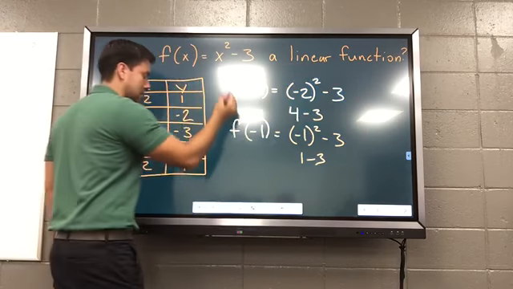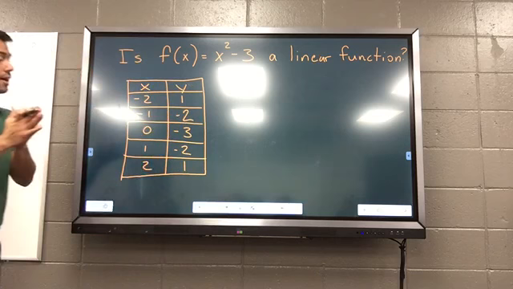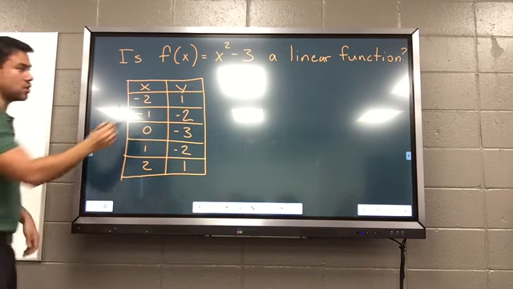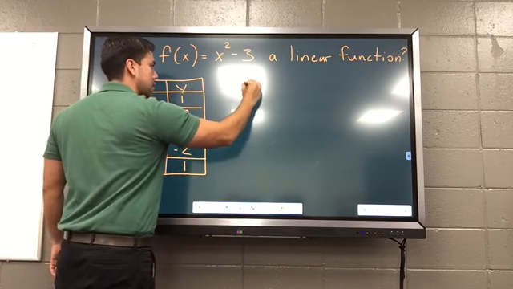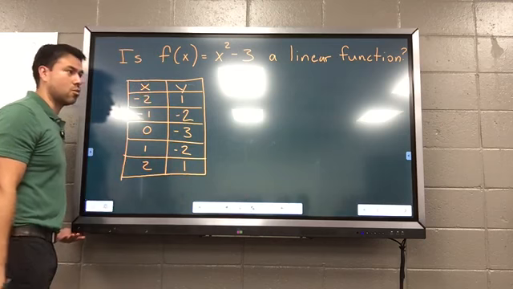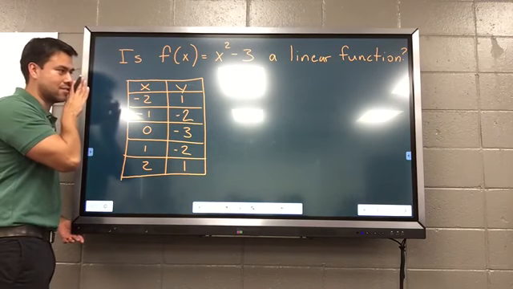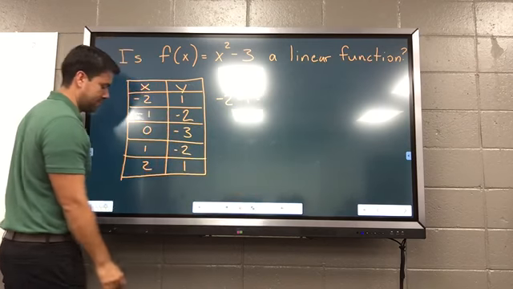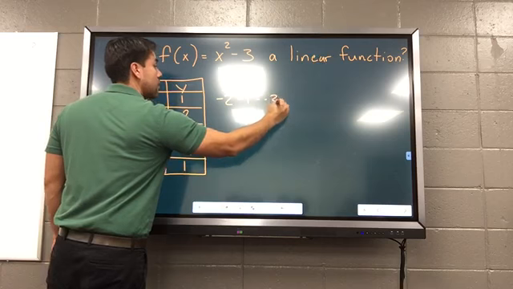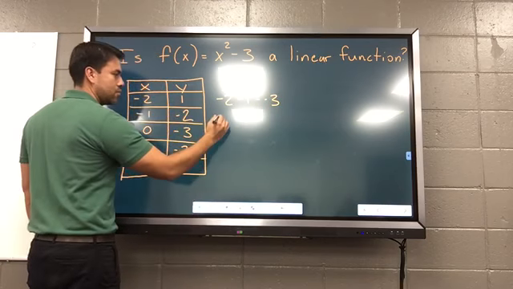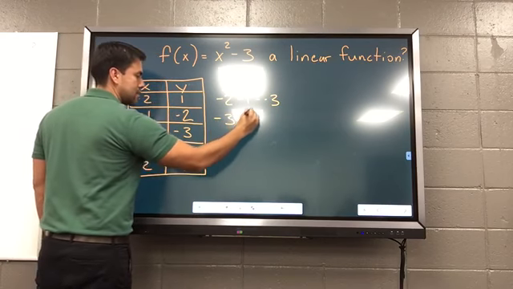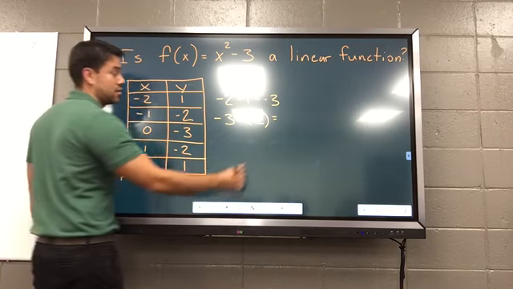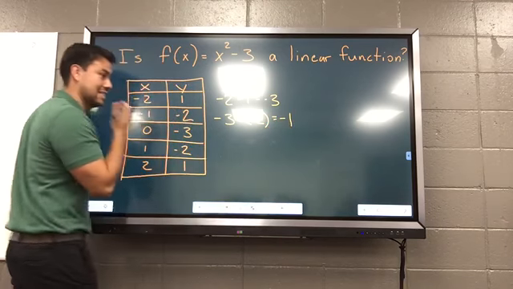And guys, you have 2 of these. Is there a constant rate of change? So what I do here is I look at the y values. How do I find a rate of change or a common difference? -2 minus 1. What does that give me? 3. Then I do -3 minus -2. What does that give me? -1.